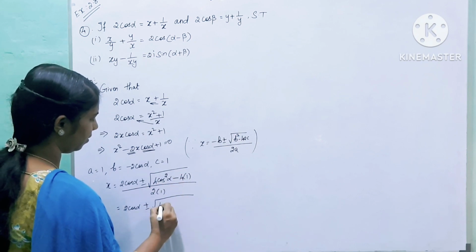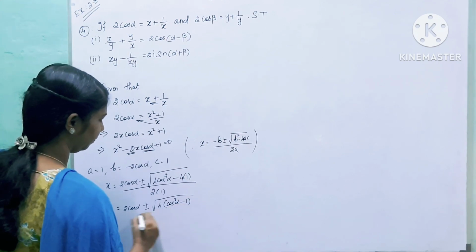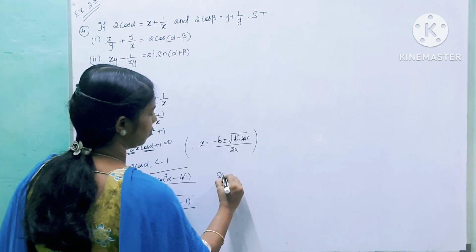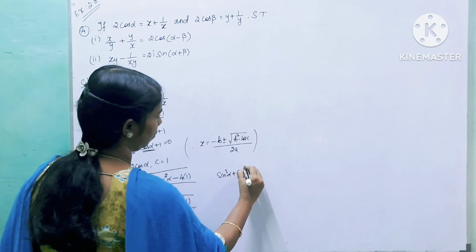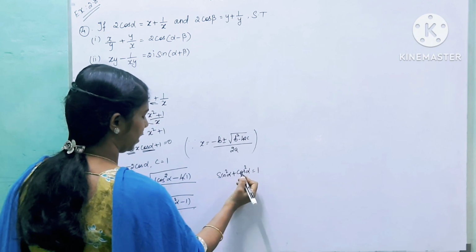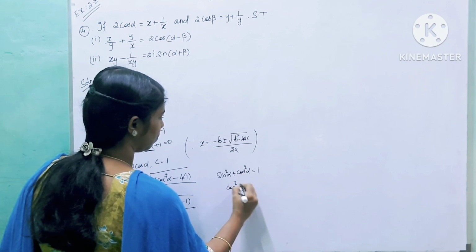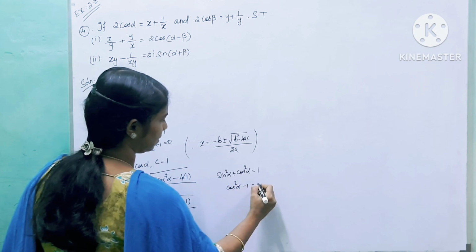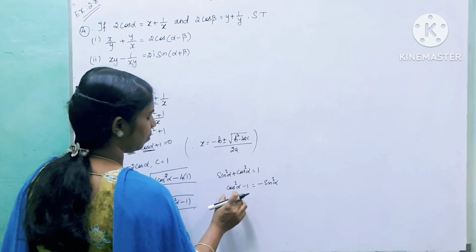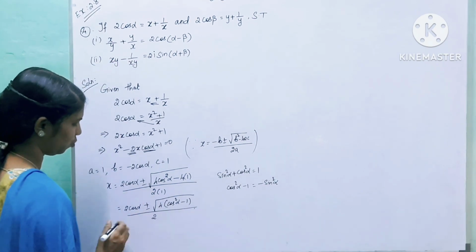If we take 4 common from these two, we get cos square alpha minus 1, the whole divided by 2. Already we know that sin square alpha plus cos square alpha is equal to 1. From this, take the plus 1 to this side and sin square to that side. So cos square alpha minus 1 becomes minus sin square alpha. So for cos square alpha minus 1, we can substitute minus sin square alpha here.